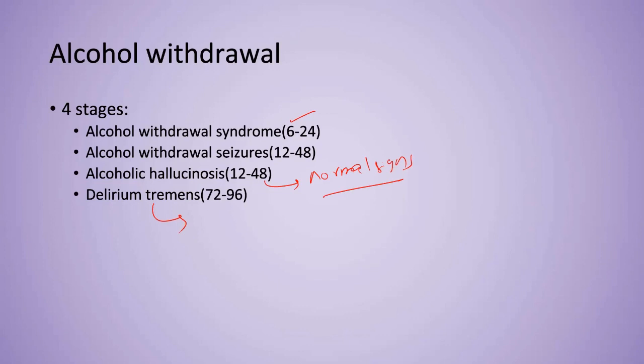Delirium tremens is the worst case. It happens 72 to 96 hours after. And remember, in delirium tremens, you are no longer oriented to person, place, or time, and it is very serious. It's the fourth stage, and it's very dangerous for withdrawal. I'd suggest, obviously, do read alcohol intoxication and withdrawal a little more in detail, but this is the gist of it. So basically, we've covered most of the drugs.